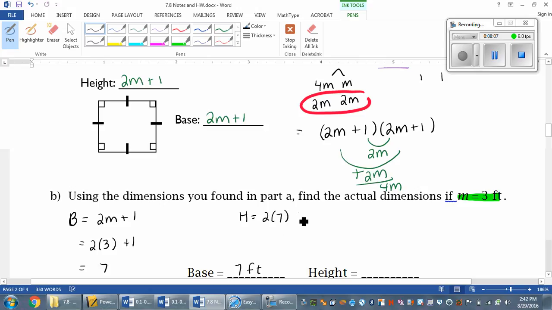2 times m plus 1 is the height. m is 3, so 2 times 3 plus 1 is 7. Don't forget your units.